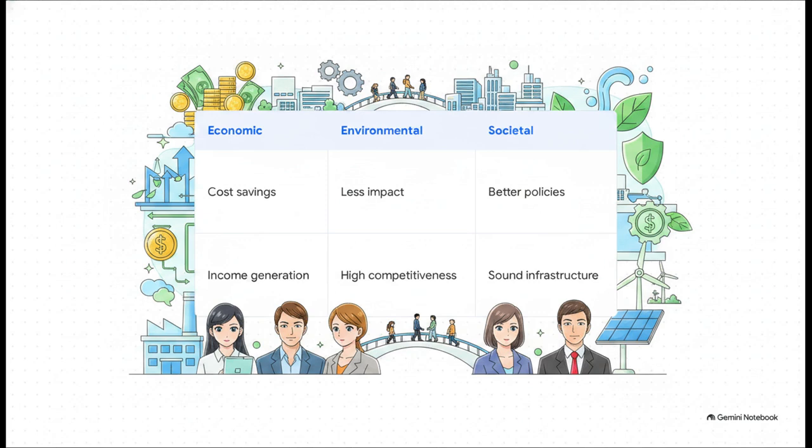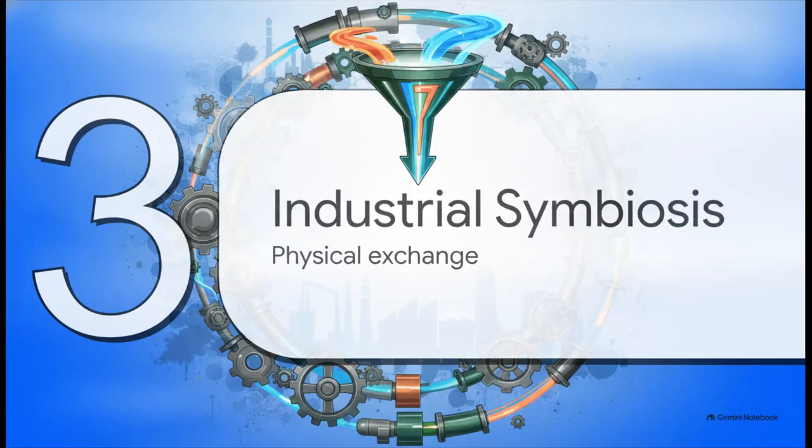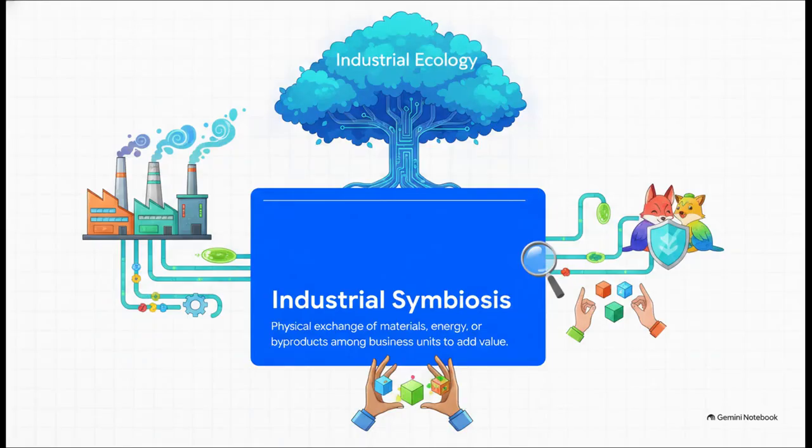And societally, it helps communities maintain a really sound industrial infrastructure without sacrificing the quality of their local environment. Plus, it gives government agencies a fantastic framework to design smarter environmental policies. Which brings us to Section 3, Industrial Symbiosis Explained. To make this broad theory a reality, we use a very specific operational strategy.